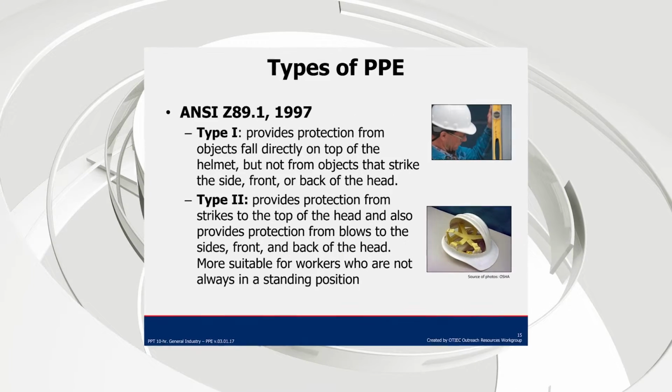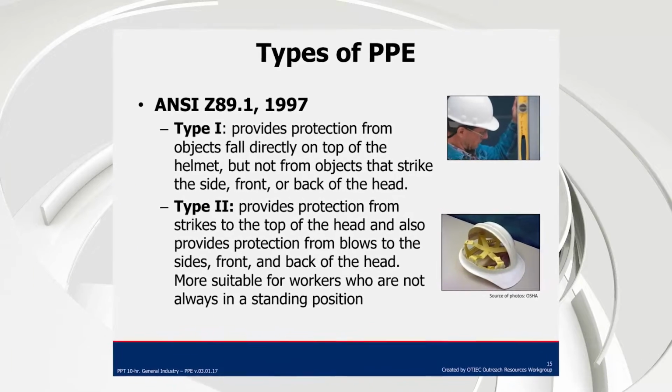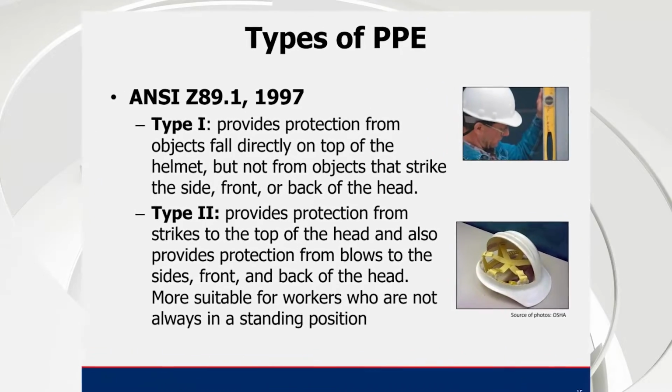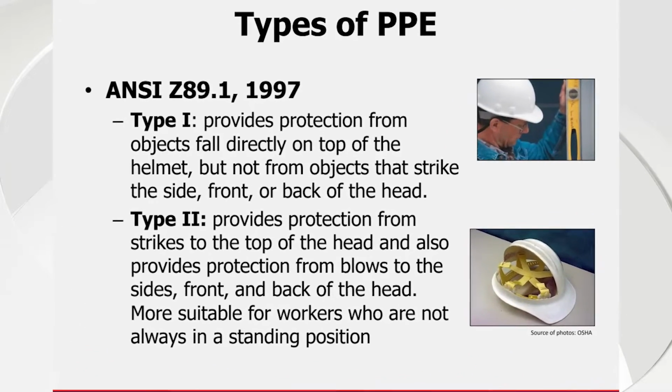ANSI Z89.1 1997 Hard Hat. Type 1. Provides protection from objects that may fall directly on top of the helmet, but not from objects that strike the side, front or back of the head. Type 2. Provides protection from strikes to the top of the head and also provides protection from blows to the sides, front and back of the head, more suitable for workers who are not always in a standing position.